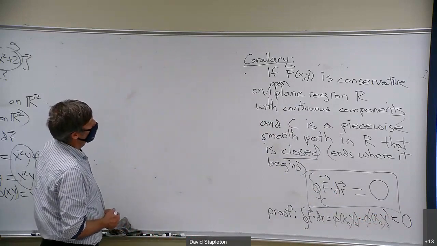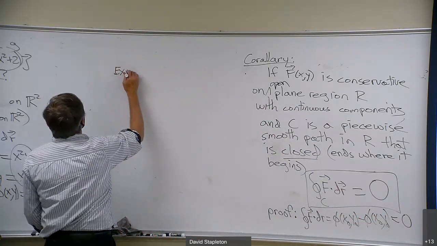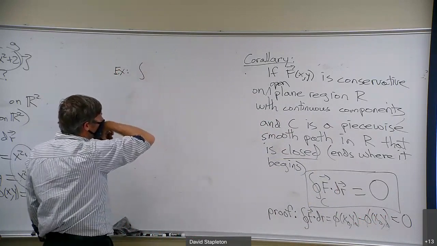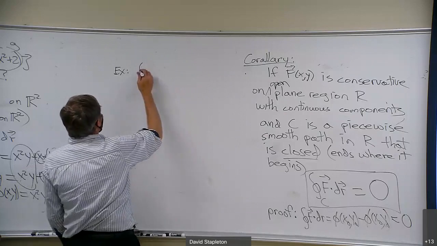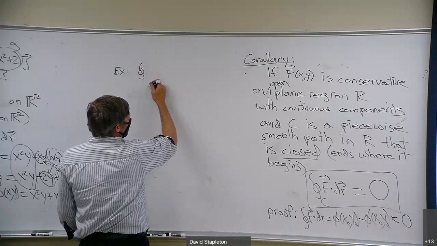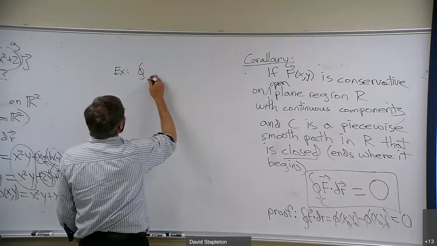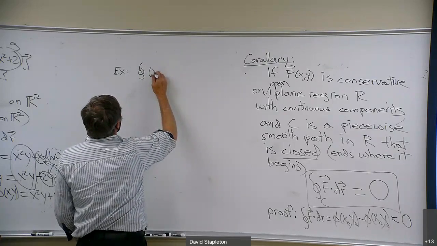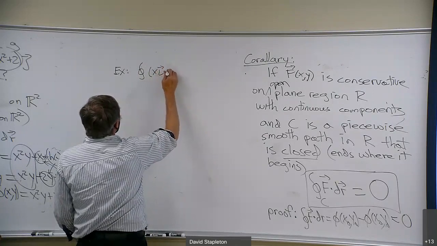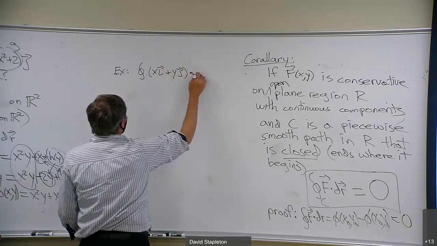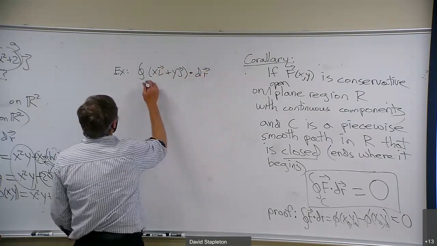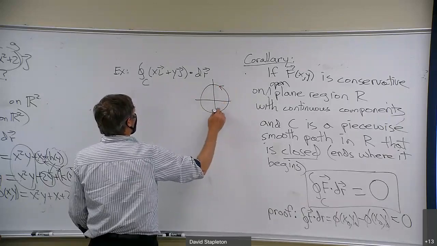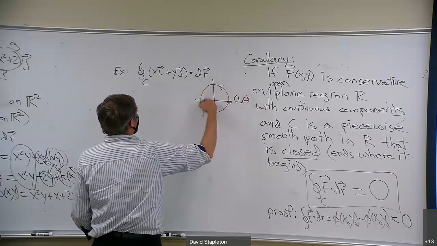And so, for example, what is the integral around the simple closed curve of x i plus y j dot dr, f dot dr like that, if the closed curve is the unit circle, counterclockwise? We'll start at the point 1, 0, and we'll go once around.